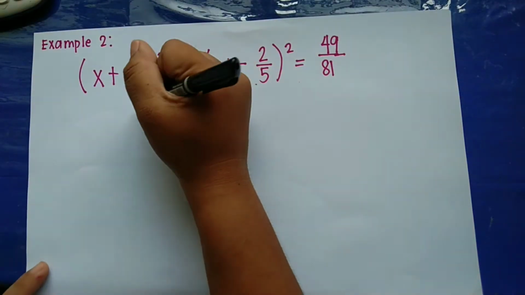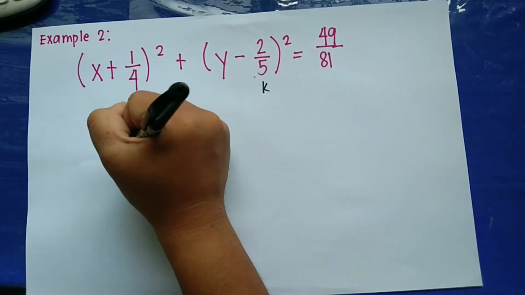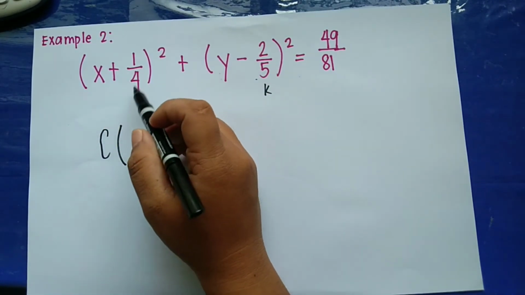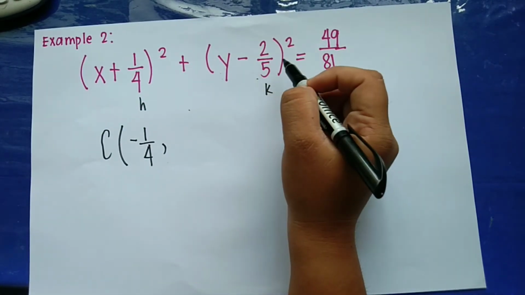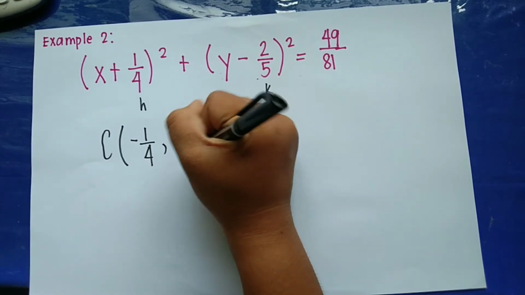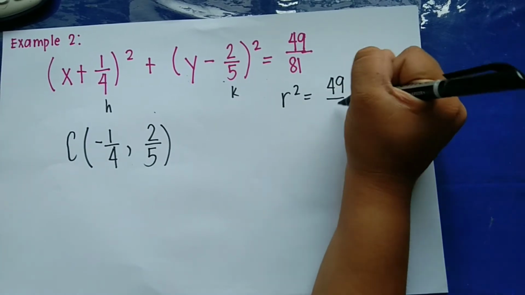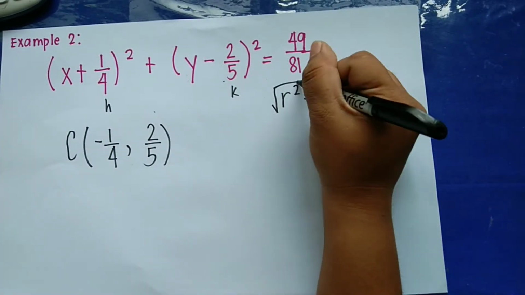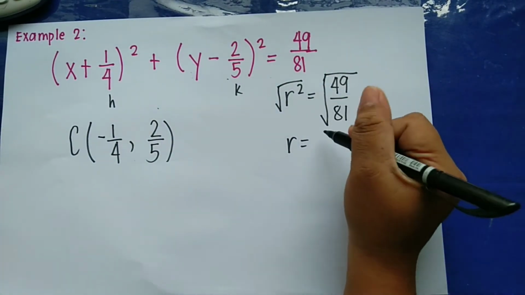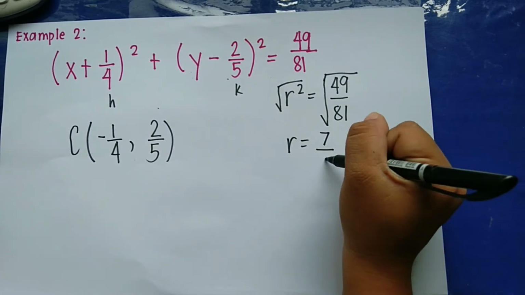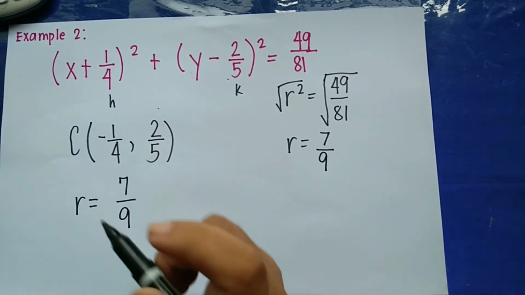So again, this is our h and this is our k. Center (h, k), plus this 1/4 will be negative 1/4, and this minus 2/5 will be positive 2/5. And our r² is 49/81. You will just get its square root. r is equal to the square root of 49, which is 7, over the square root of 81, which is 9. Therefore, the radius is 7/9.